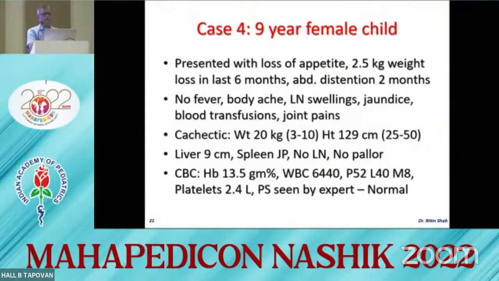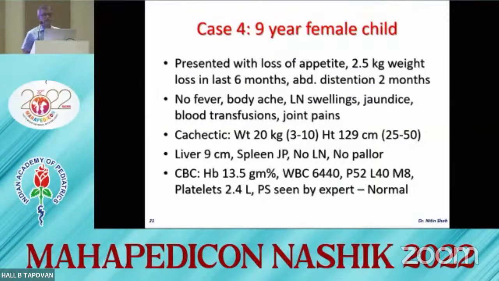Okay, fourth case, a 9-year-old female child. Presented with loss of appetite, 2.5 kilo weight loss in the last 6 months and abdominal distension for 2 months. These were the only presenting symptoms. There was no fever, body ache, lymph node, jaundice, blood transfusion, joint pain, swelling, etc. Nothing. So she was checked.